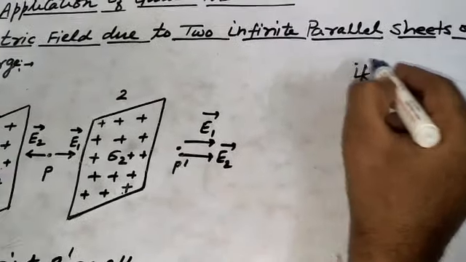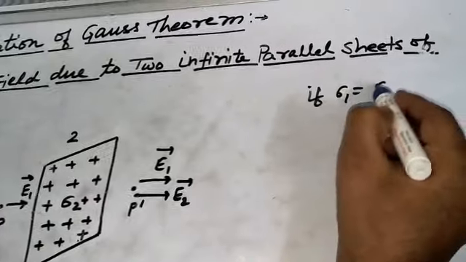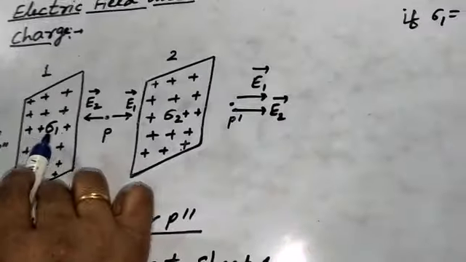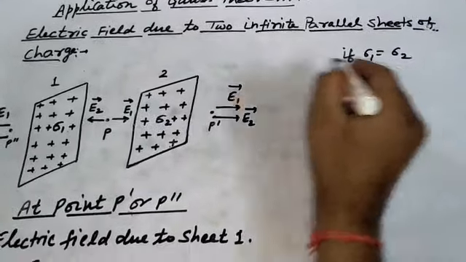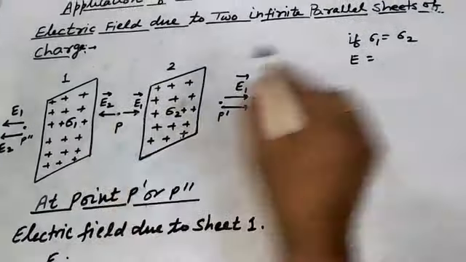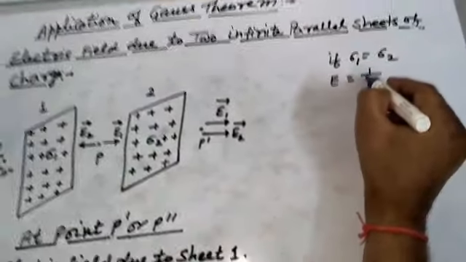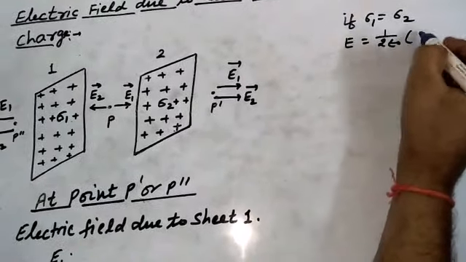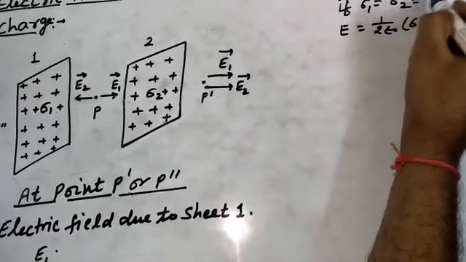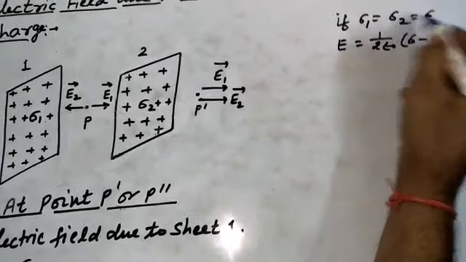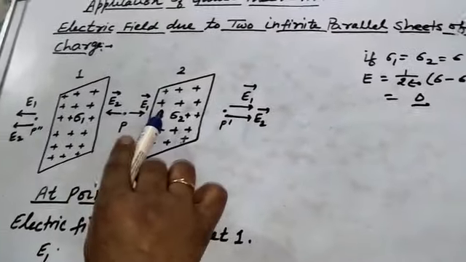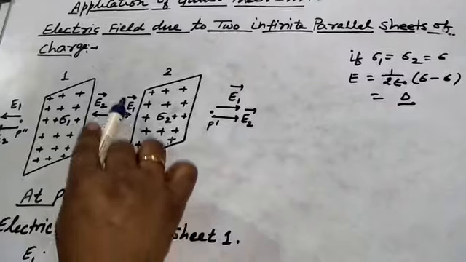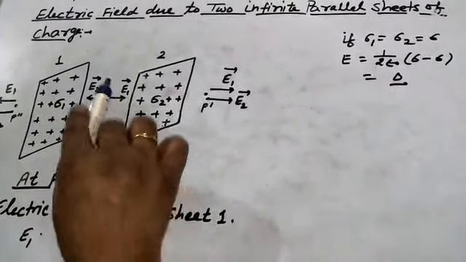If sigma 1 is equal to sigma 2, it means if the surface charge densities of both sheets are equal, then the net electric field at any point between these two sheets of charge becomes E equals 1 upon 2 epsilon naught times sigma minus sigma, and this becomes 0. It means at that time the electric field due to these two sheets of charge at any point between these two plates will be 0.